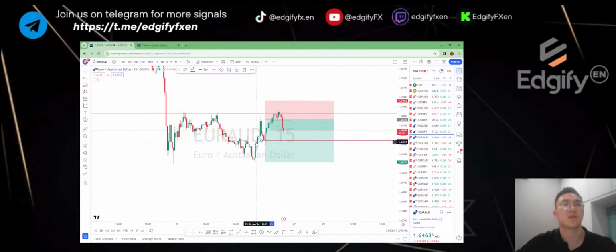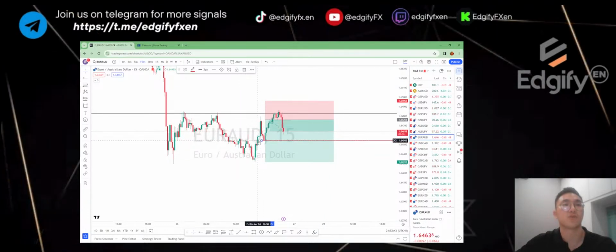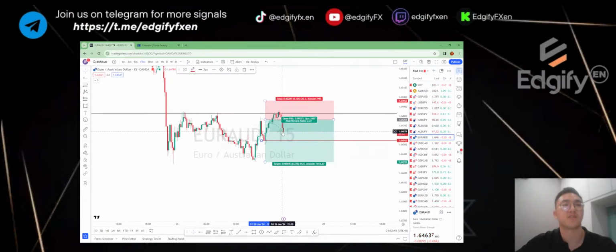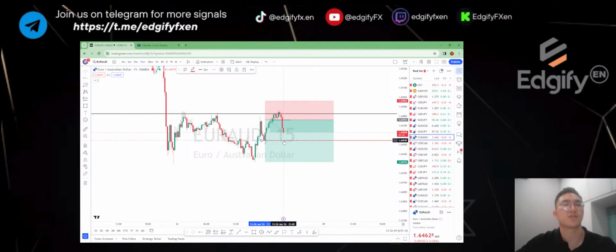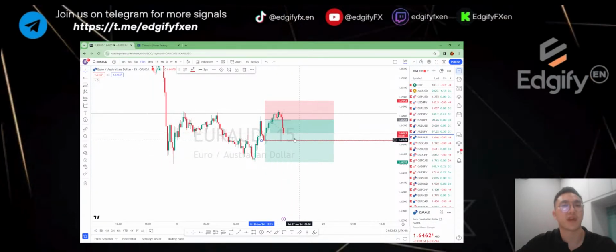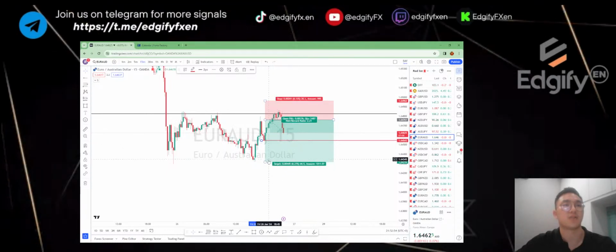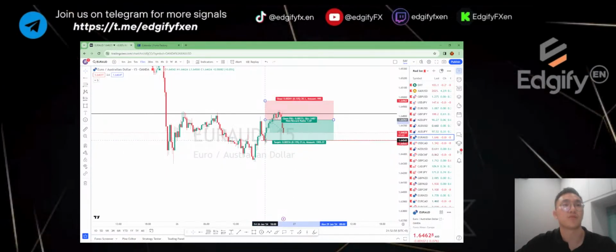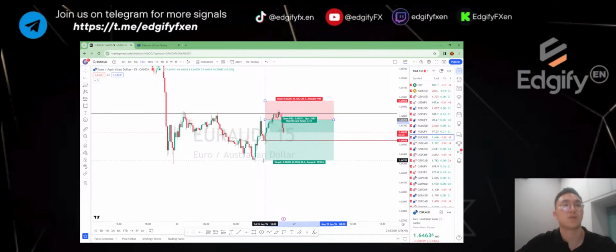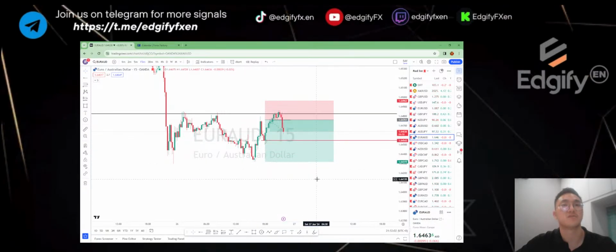The reason is that this is a resistance that was broken and then became a support. So definitely when the price reaches this point, it's going to have some kind of reaction. And then your optimum TP is going to be here. If it's here, it's 1 to 1 already, right? So our optimum is going to be right down here.